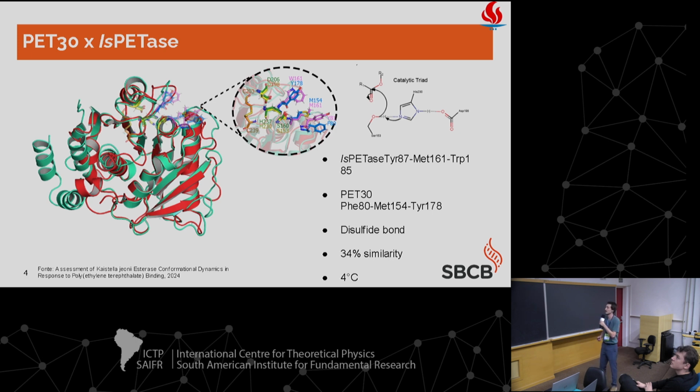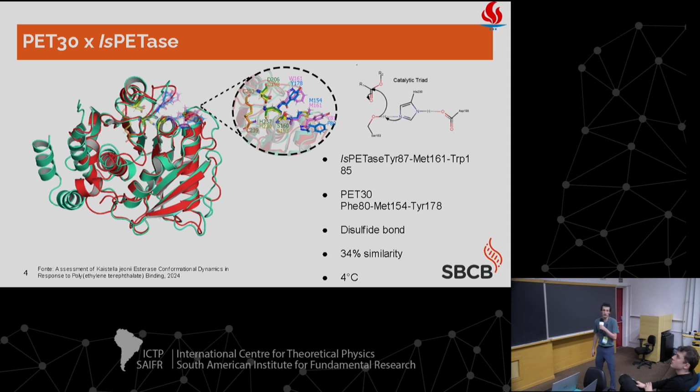That is, this enzyme has a low sequence identity with ICTP-SAIFR, but shares a very similar 3D structure with this enzyme. So we can see in green, the PET30, and in red, the ICTP-SAIFR. We can see that it is a very similar 3D structure.